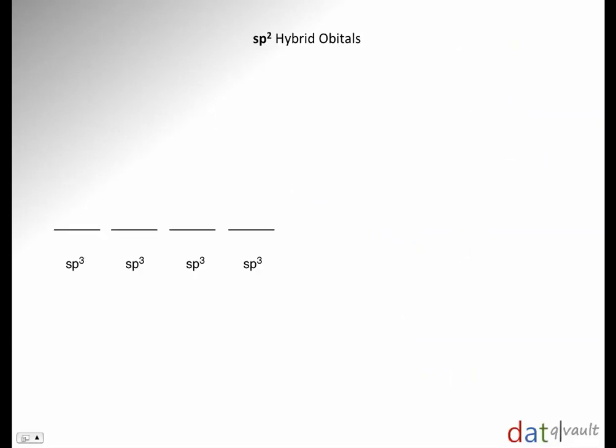Alright, let's look at the electronic configuration of sp2 hybridized orbitals. Here we have our degenerate sp3 hybridized orbitals. Each of them has 1 electron. And now to form sp2 hybridized orbitals, like I said previously, we basically split up this sp3 hybridized orbital into 3 sp2 hybridized orbitals and then 1 p orbital. And again, each of these orbitals contains 1 electron.